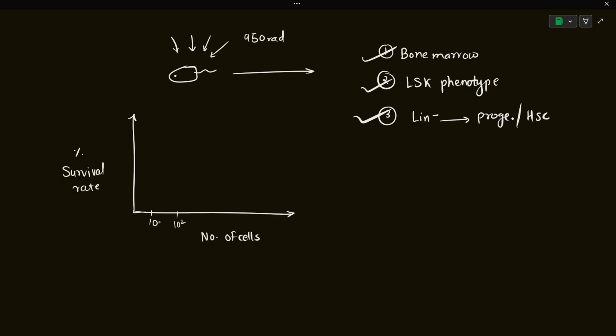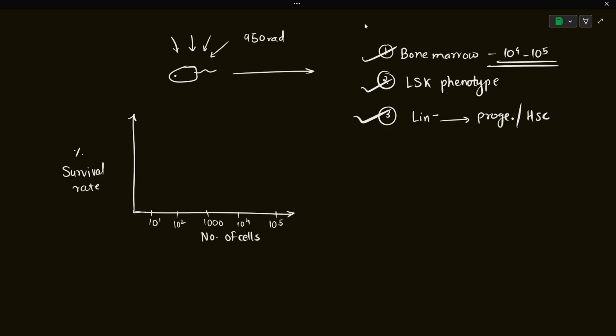So 10 raised to 1 means 10 cells, 100 cells, 1,000 cells, 10 raised to 4 cells, or 10 raised to 5 cells. From the previous studies, it was already clear that when we infuse 10 raised to 4 to 10 raised to 5 bone marrow cells, the mouse is going to survive. So the graph was something like this.